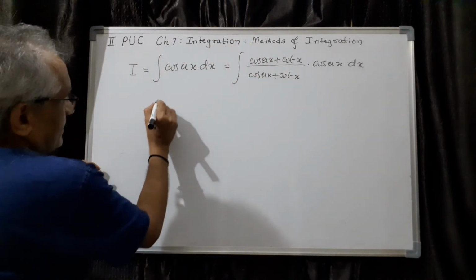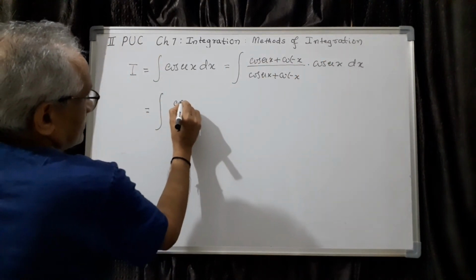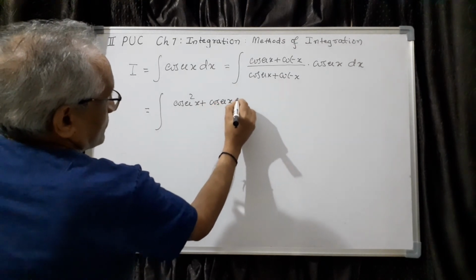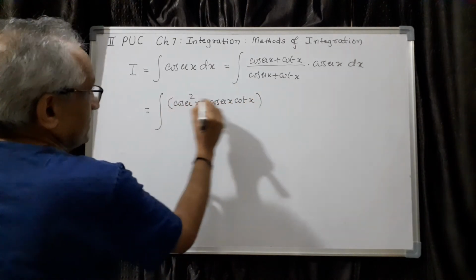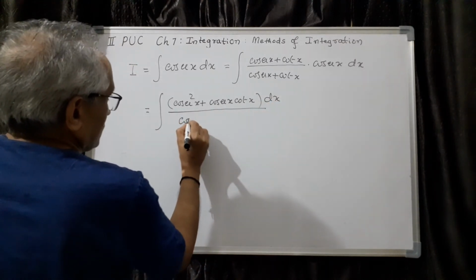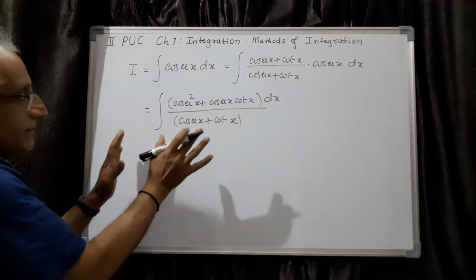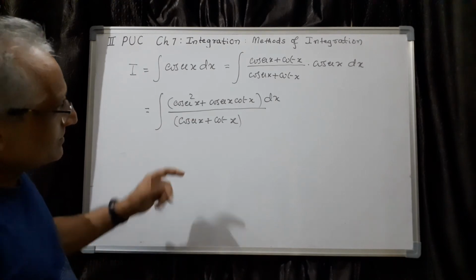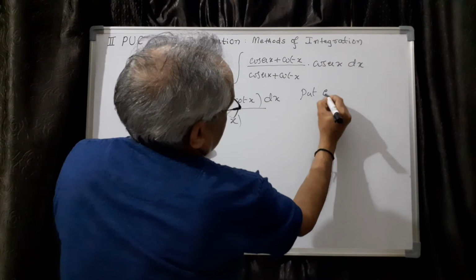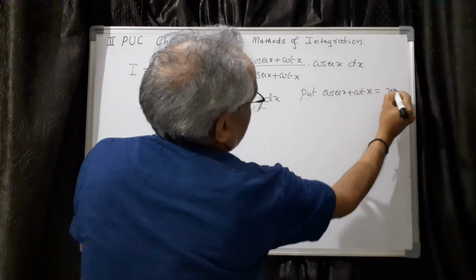Then this we can write, you can take this cosecant inside, so inside it becomes cosecant square x plus cosecant x cot x into dx, divided by cosecant x plus cot x. So this is the arrangement. Now what you have to do is put this equal to y. So I will write here, put cosecant x plus cot x equal to y.